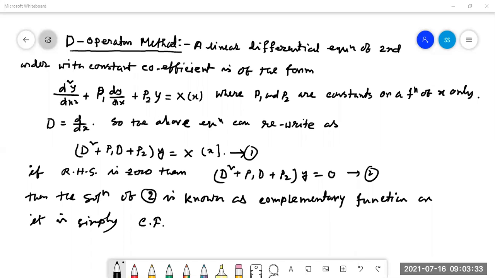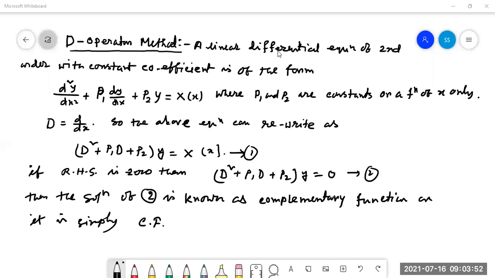If the right hand side is 0, then it is called the CF, complementary function, of the given equation. So this kind of thing we have already done: (D² + P1 D + P2) y = 0. This is done in our class 12 syllabus.